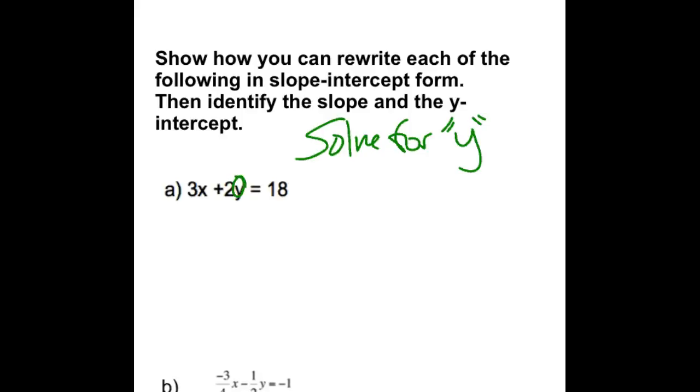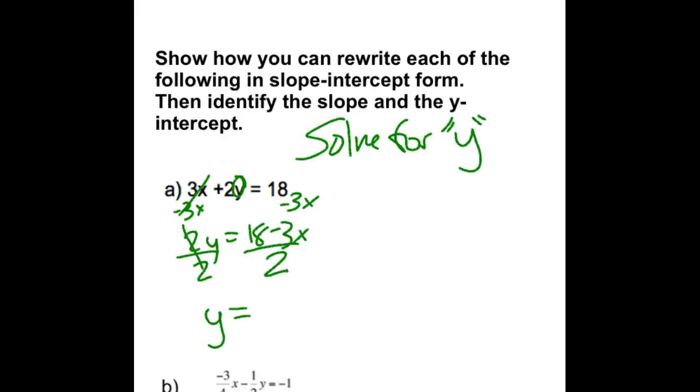So here's my y. I'm going to solve for that. I'm going to start by subtracting 3x from both sides. I get 2y equals 18 minus 3x. Now I'm going to divide both sides by 2. Now make sure that when you divide both sides by 2, you're dividing the entire right half by 2. And so you can divide both of those chunks, 18 and 3x, by 2. If you leave it like that, I'm going to mark it wrong. 18 divided by 2 is 9. Y equals 9 minus 3 halves x.